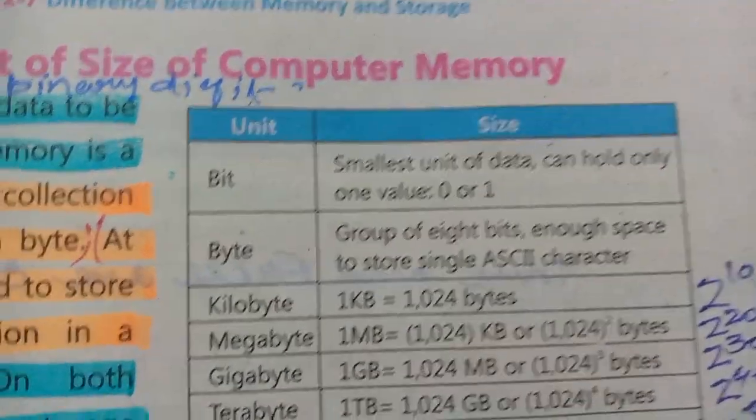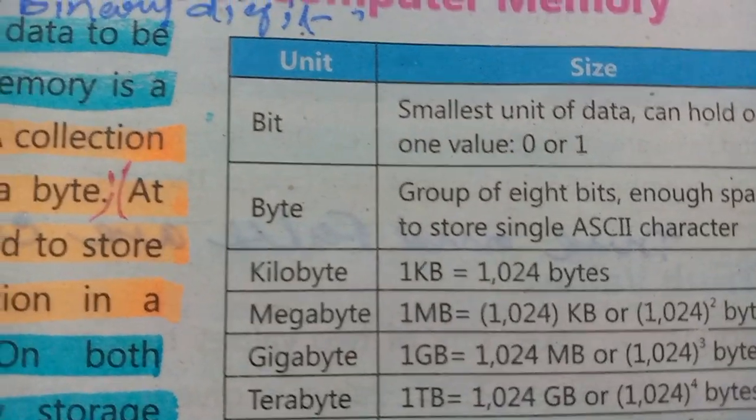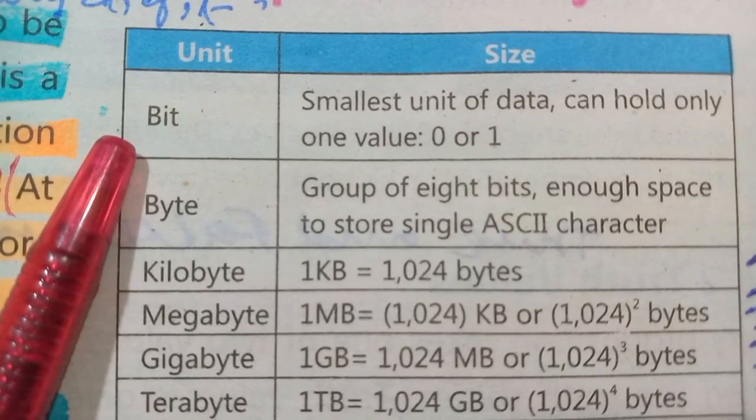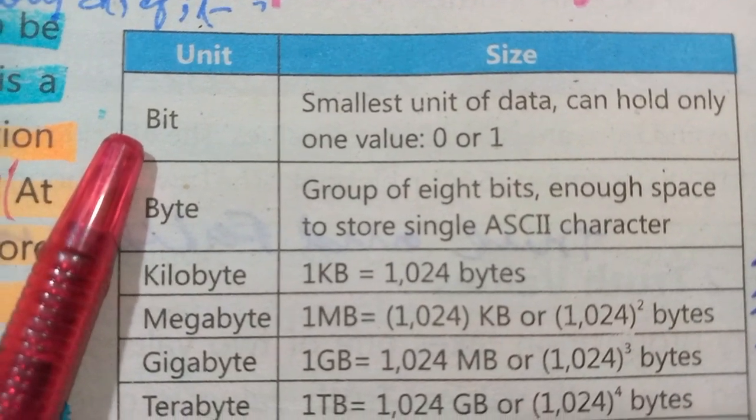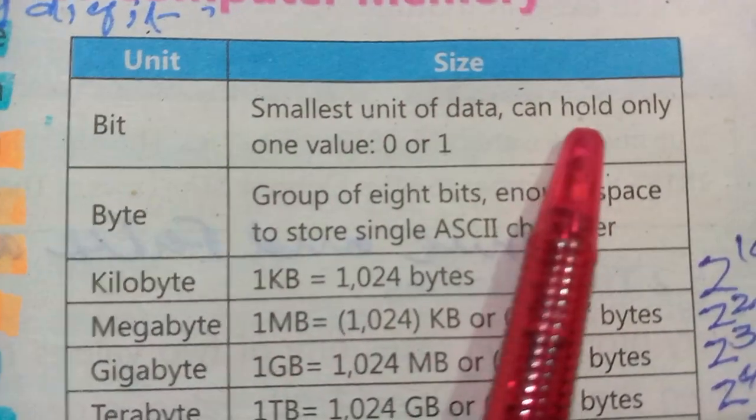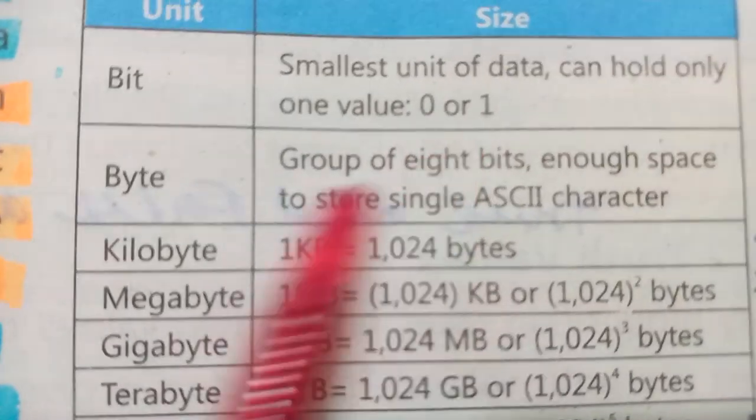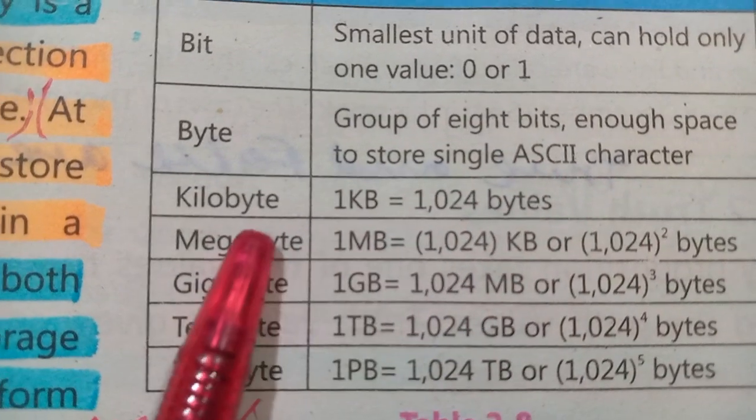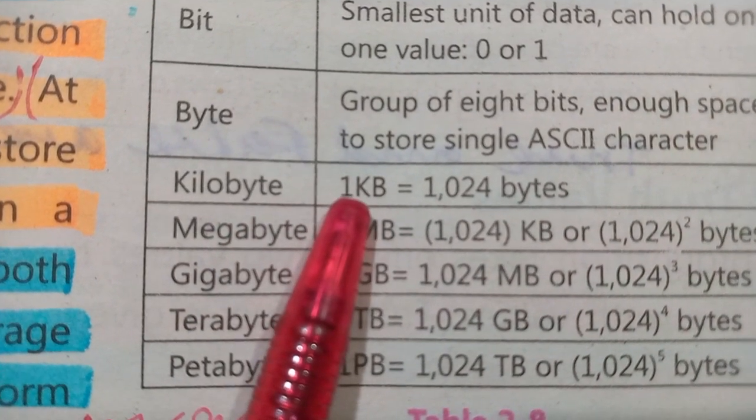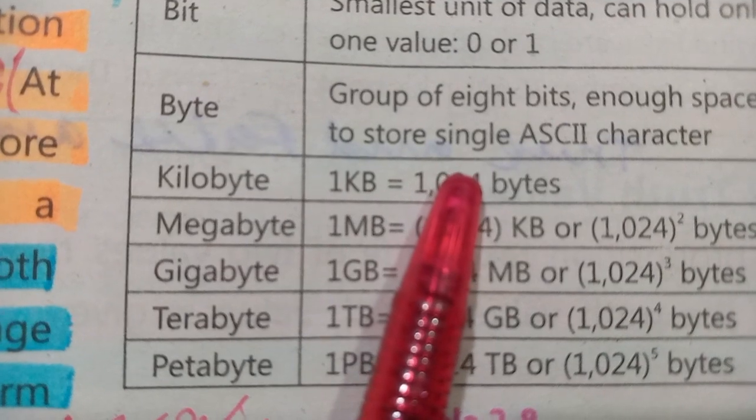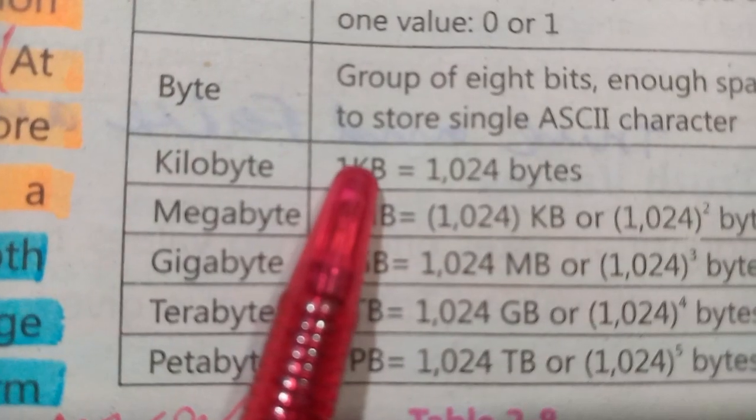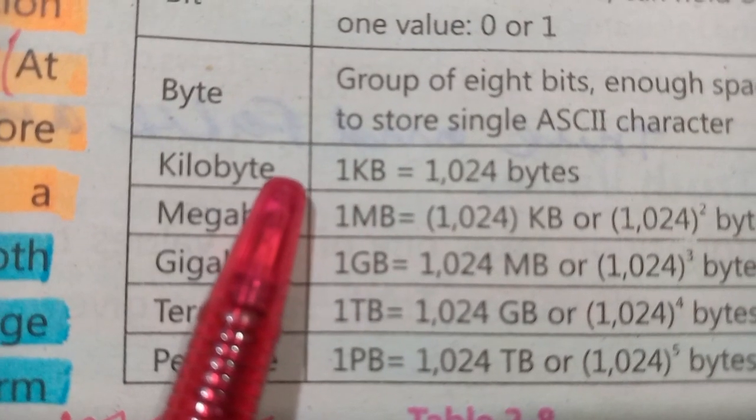Okay, from this table an MCQ can be asked in the exam. This is a very important table from the MCQ point of view. Bit: smallest unit of data, can hold only one value, 0 or 1. Byte: group of 8 bits, enough space to store a single ASCII character. Kilobyte, or 1 KB, equals 1024 bytes. Byte is the smallest unit of memory from kilobyte.